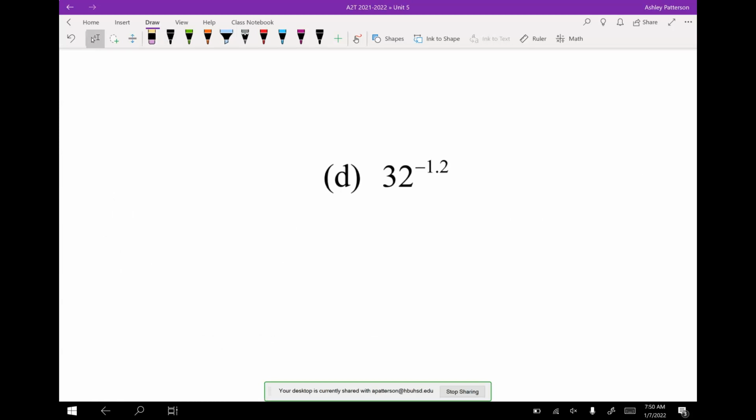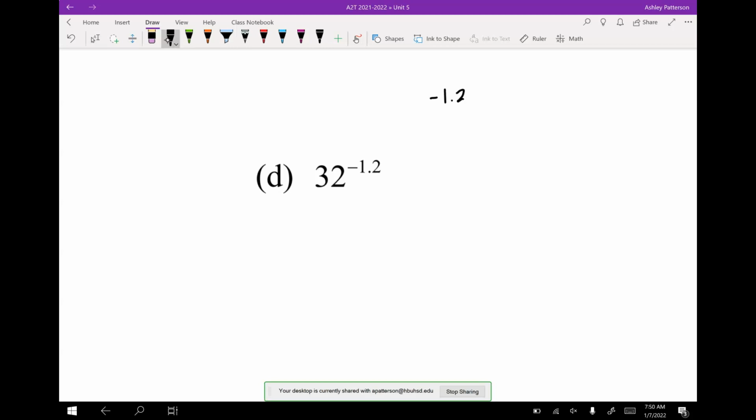32 to the negative what? Do we have a decimal property? Yeah, not that I know of. Shoot. Okay, so we've got negative 1.2. Couldn't we write that as a fraction? Because we're dealing with rational exponents, let's try to get it into a format that we are used to dealing with today.